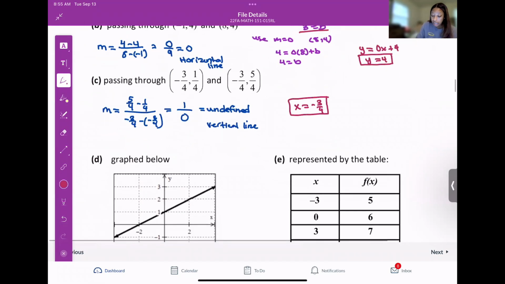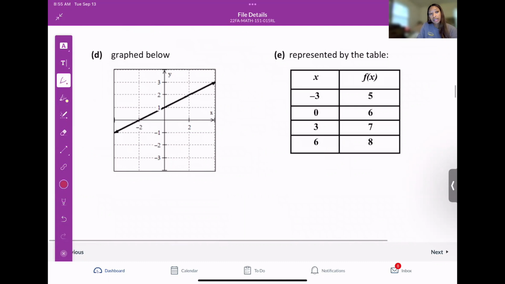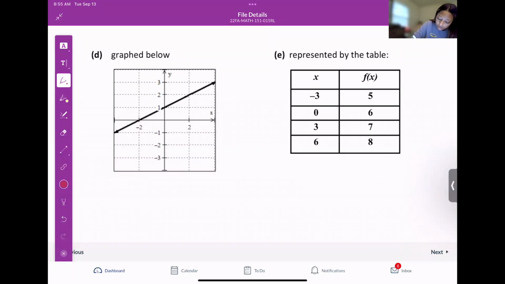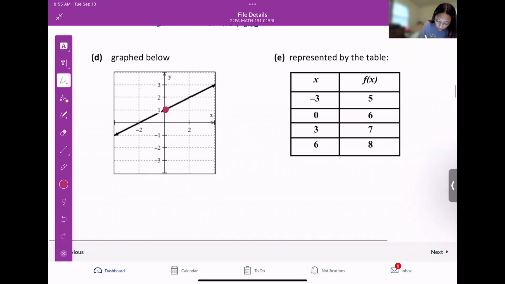All right, then for parts D and E, we're still asked to find the equation of the lines, but we want to find the equation based on the table and then based on the graph. Let's start with part D based on the graph. If we look at the graph here, first, we should identify the y-intercept. So from the graph, we see that b is equal to 1.